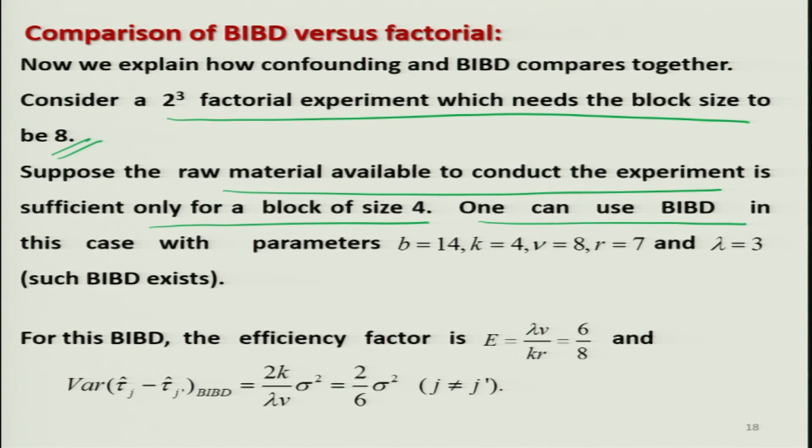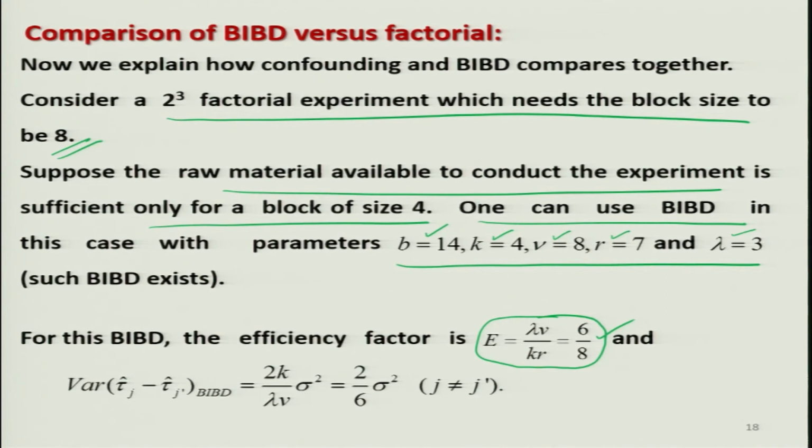So, we choose these parameters: b equal to 14, k equal to 4, v equal to 8, r equal to 7, lambda equal to 3. b is the number of blocks, k is the number of plots, v is the number of treatments, r is the number of replicates, and lambda is the number of times a pair of treatments occurs in blocks. Now, do you remember that we had derived the efficiency factor E, which was lambda v upon k r? In this case this comes out to be 6 upon 8, or 3 upon 4.